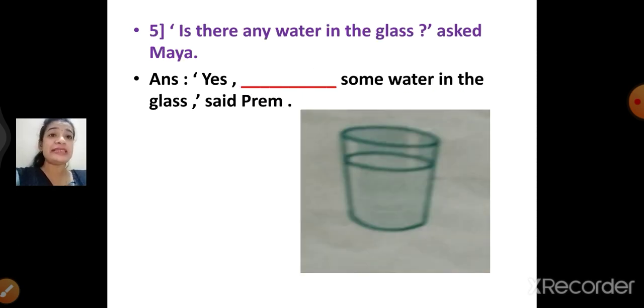Now the fifth one, is there any water in the glass? Asked Maya. So yes, it will be a positive sentence because you can see something in the glass. So yes, there is, some is already given. Yes, there is some water in the glass, said Prem. Yes, there is some water in the glass, said Prem.